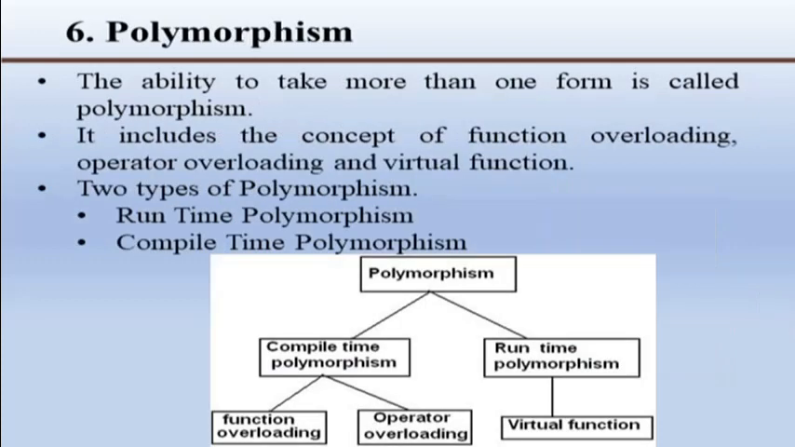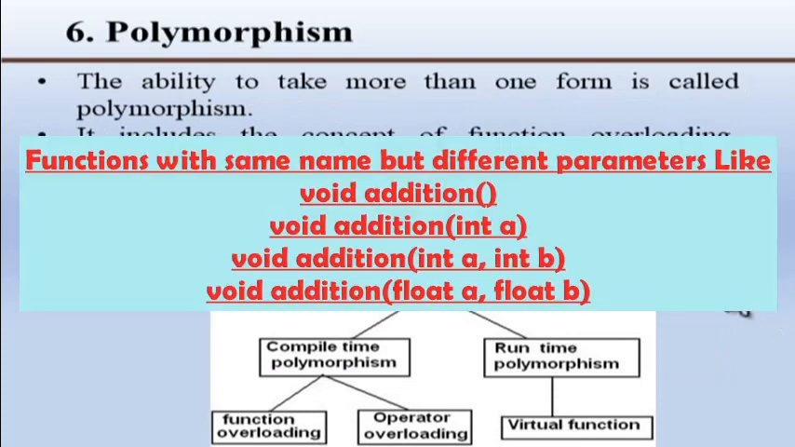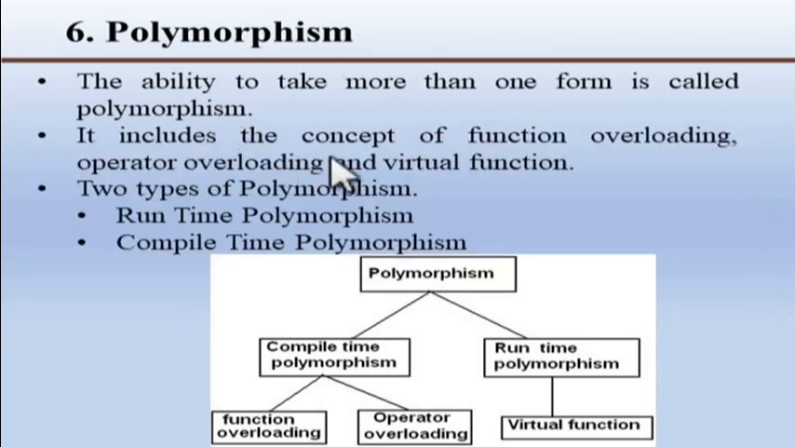Next, polymorphism. The ability to take more than one form is called polymorphism. Ability to take more than one form means in a single program you can create more than one function with the same name, means multiple forms of a single function. It includes the concept of function overloading, operator overloading, and virtual functions. There are two types of polymorphism. First one is runtime polymorphism and second one is compile time polymorphism.